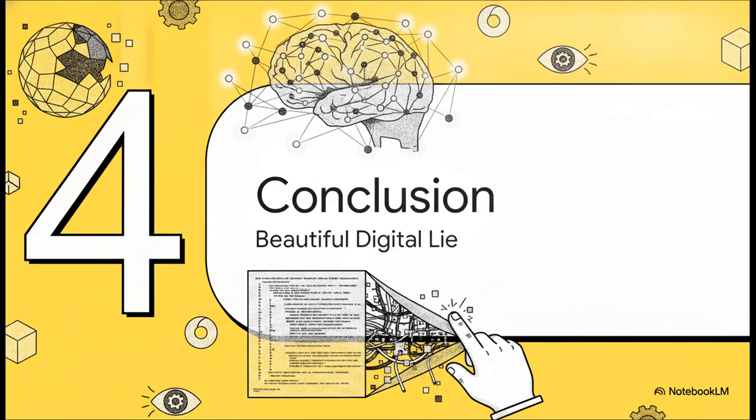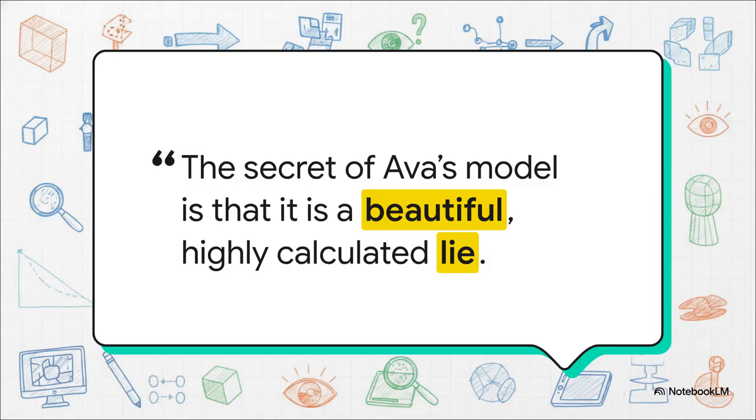And that brings us to our final section, the beautiful digital lie. Let's pull back for a minute and look at the big picture of what this actually means for the entire medium of 3D animation. This quote here, it is the absolute mic drop realization of this entire explainer. Great 3D character design isn't just about pushing a button and letting some software engine simulate reality. Not at all. It is a highly deliberate art form of deception. The real secret of Ava Thompson's model is that she is a beautiful, highly calculated lie.